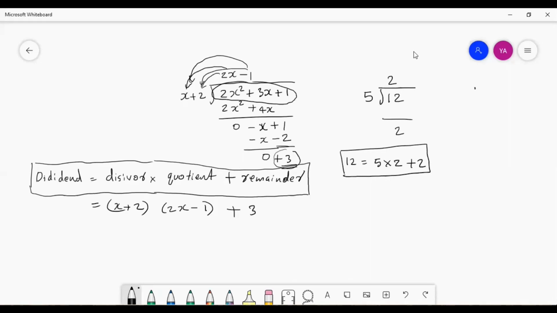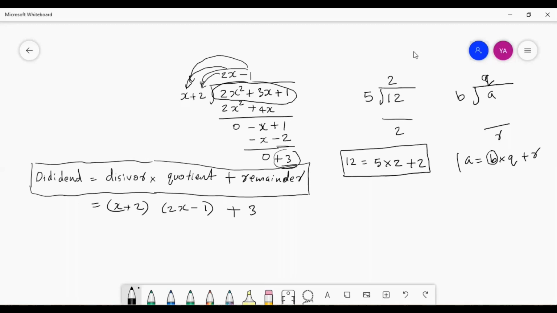For any real numbers, suppose number A is divided by number B. Suppose the quotient is Q and the remainder is R. We can write this relation as A is equal to B into Q plus R for real numbers, and B cannot be 0. We cannot divide any number by 0.